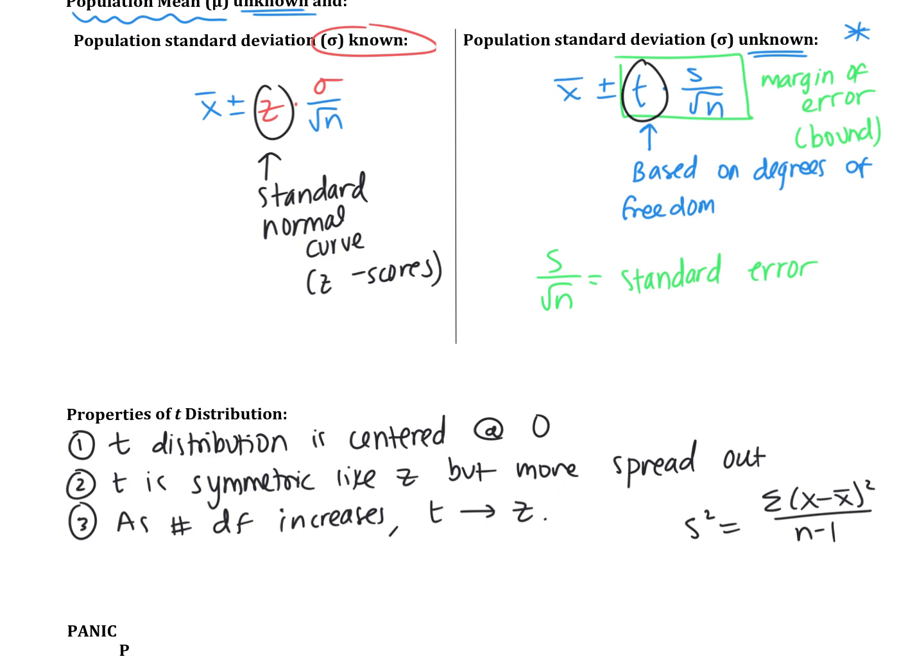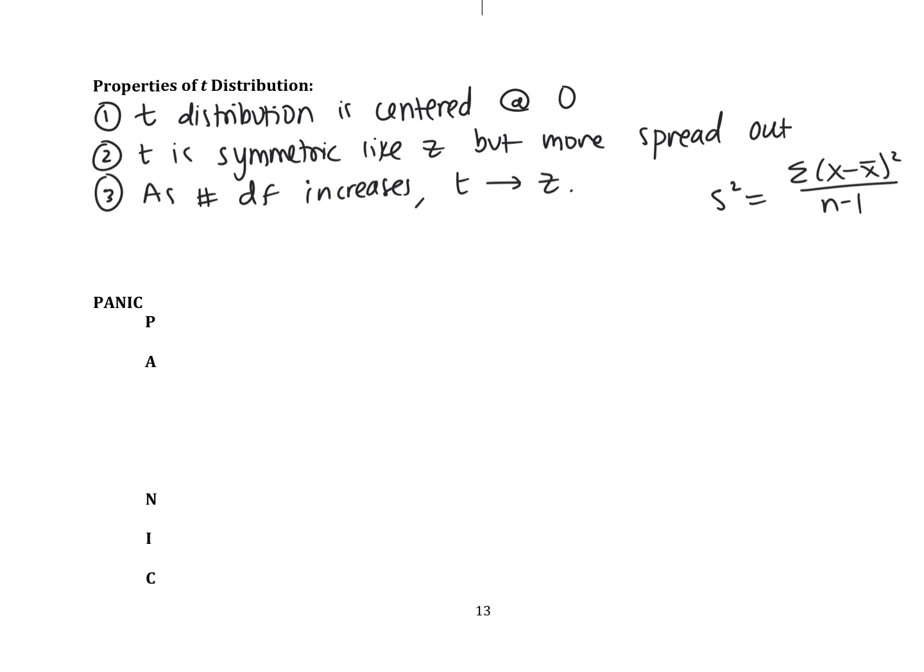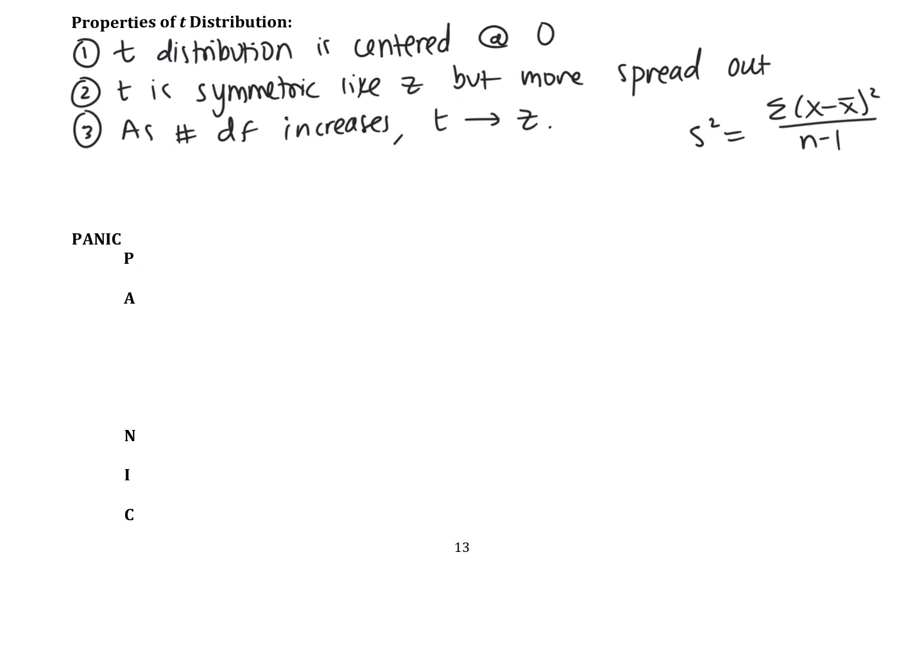Okay, so practically, how does this affect us? We're still doing PANIC, all of it stands for the same. What I'm going to write down is the differences. P, still parameter. You're not using p, though, this time. You're using mu. And you would say it's the population mean, blah, blah, blah.